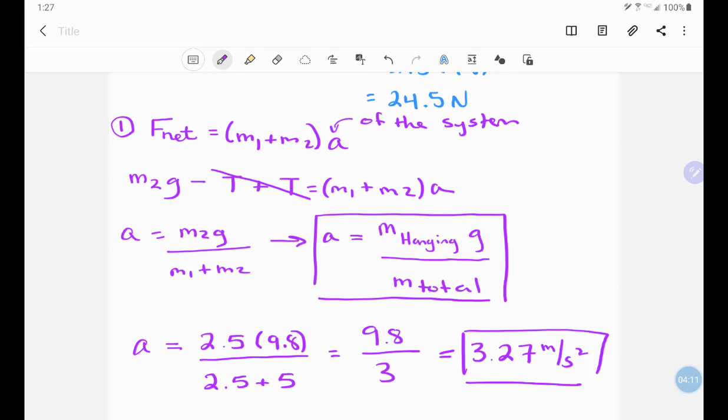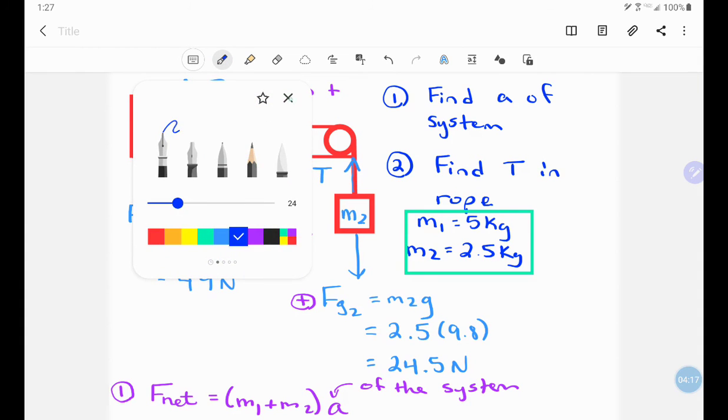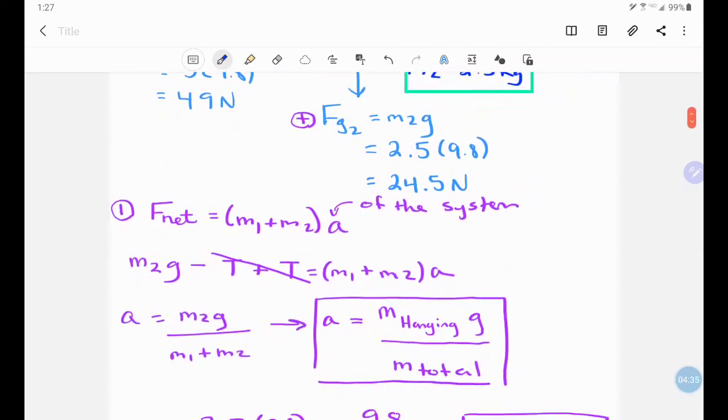That's part 1. Part 2 says find the tension in the rope. I'm going to do this problem 2 ways. There are 2 objects, okay? And so the way I want to think about this is I want to split my system into 2 pieces. So I want to look at M1 by itself or M2 by itself. I'm going to do the problem with both masses to show you get the same answer, but you only need to do this one way.